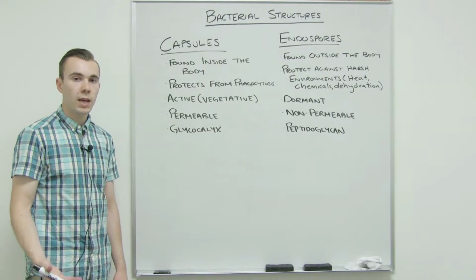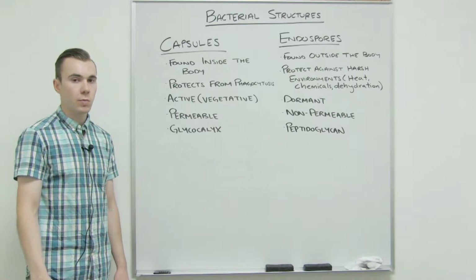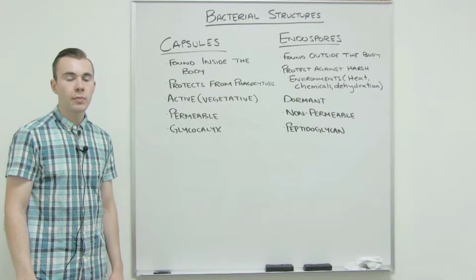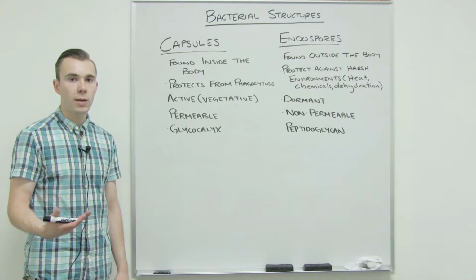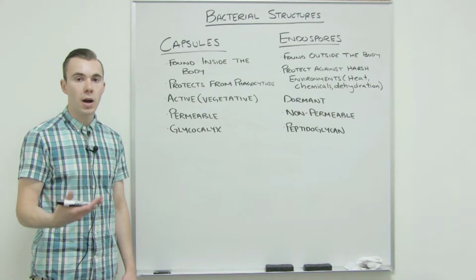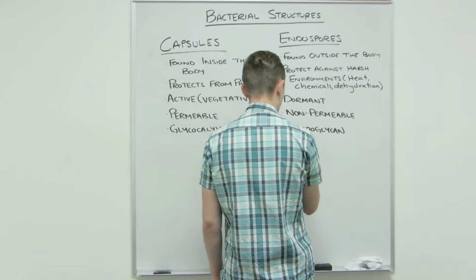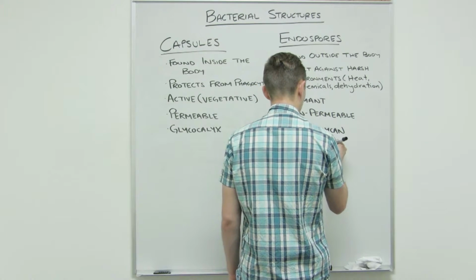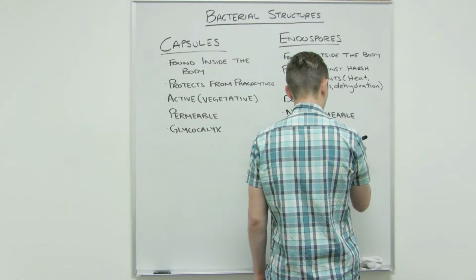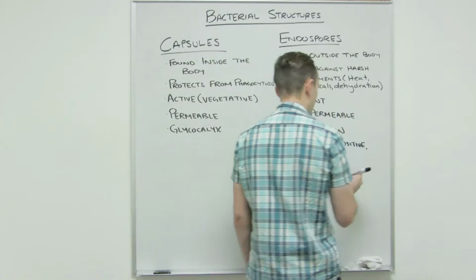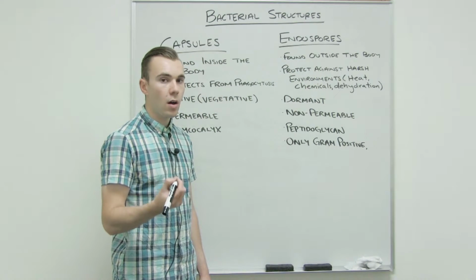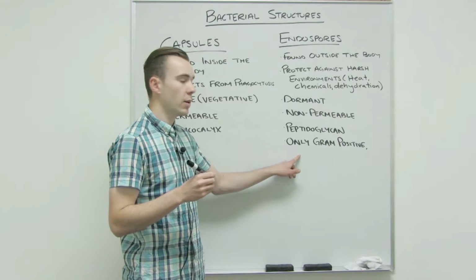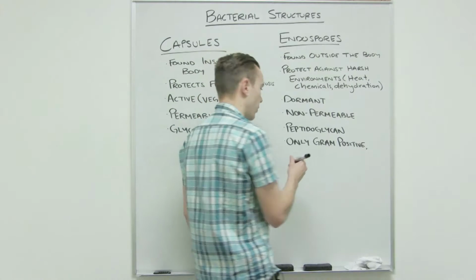Because of that, we need to understand what type of bacteria make capsules and which make endospores. Looking at endospores, because we just talked about the amount of peptidoglycan necessary, the only type of bacterial species that can create that much peptidoglycan are gram-positive. So these are only gram-positive. However, remember that not all of these things are associated with every single type of bacteria, so it's not all gram-positive, only a select few.